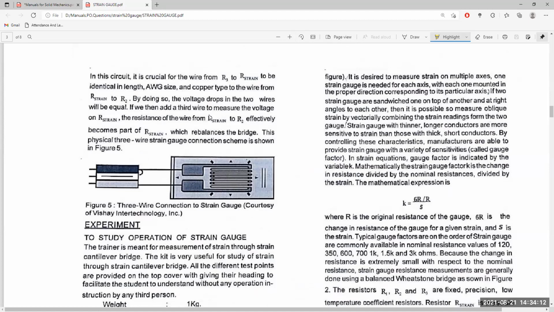We then add a third wire to measure the gain of strain. Resistance of the wire from R strain to R2 effectively becomes R strain, the resistance of strain, which replaces the bridge itself.